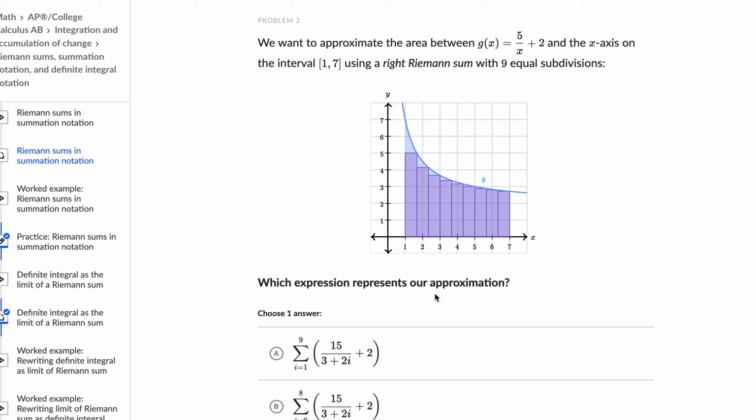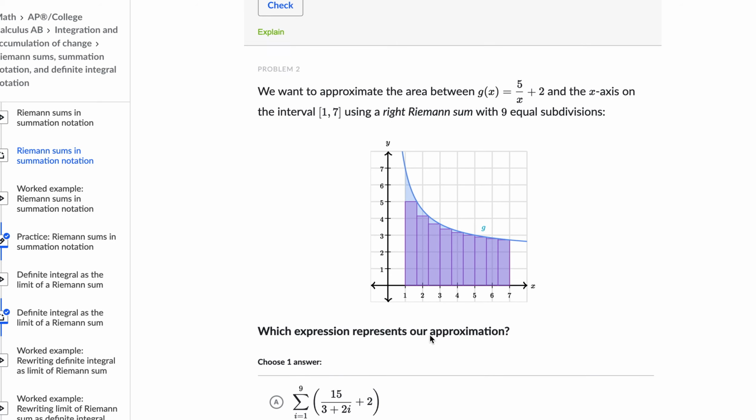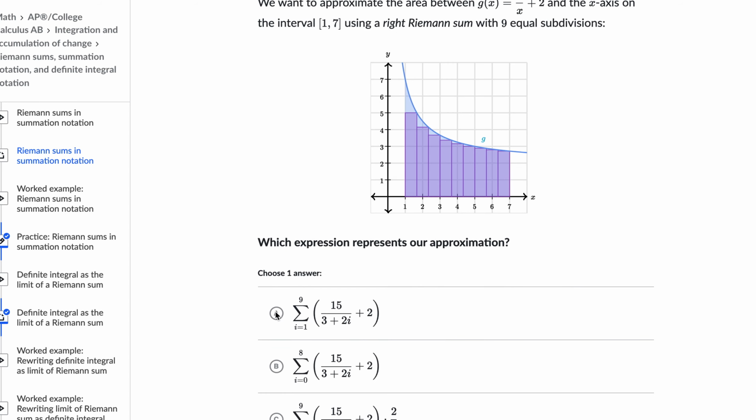2/3i. And then we're going to substitute that in right here. So it's 5/1 plus 2/3i. If I then multiply top and bottom by 3, I'll get 15 over 3 plus 2i plus 2. So I like this, that it's starting with our first slice, going up to our 9th slice.